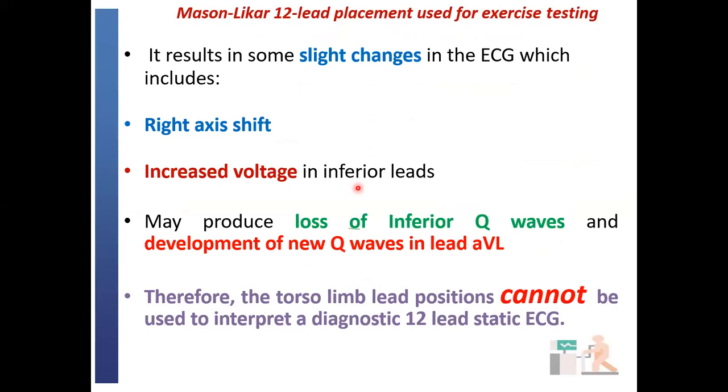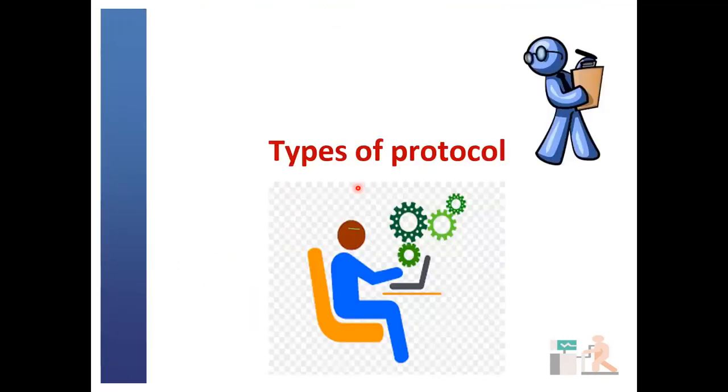But there are some slight changes in this Mason-Likar placement. It results in some slight changes in the ECG, which include some form of right axis shift. It increases the voltages in the inferior leads. This is important, we should know, because it may produce loss of inferior Q waves and development of new Q waves in aVL. So this lead placement cannot be used to interpret a diagnostic 12-lead static ECG, meaning the baseline ECG you get using the Mason-Likar method is not synchronous with our usual normal 12-lead static ECG.